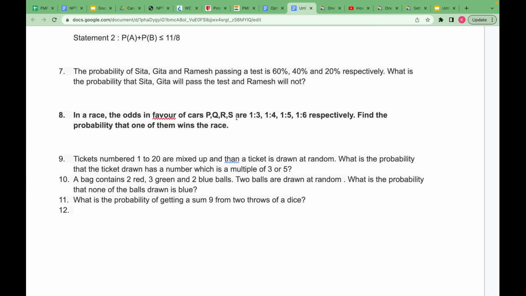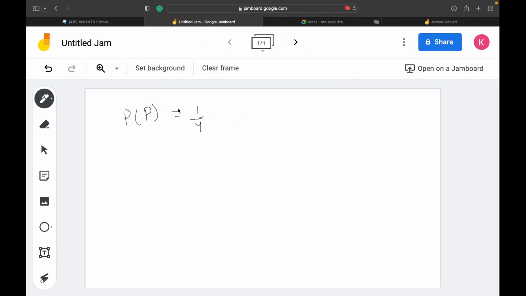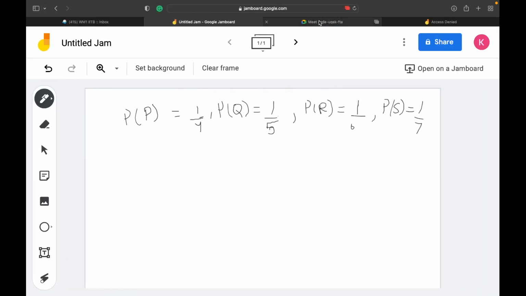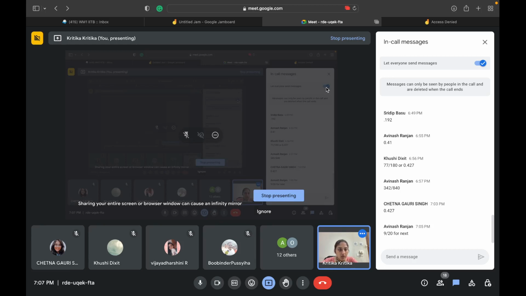Similarly for Q, R and S, the probabilities will be: for Q it will be 1/5, for R it will be 1/6, and for S it will be 1/7, and the rest will be the same as we discussed earlier. So I hope you all understand this concept and you all have taken this into consideration.